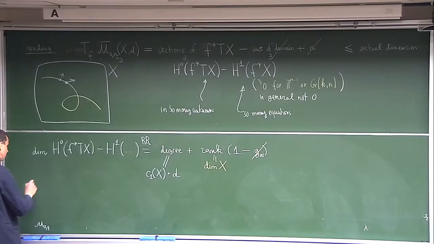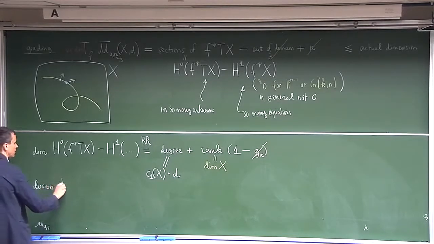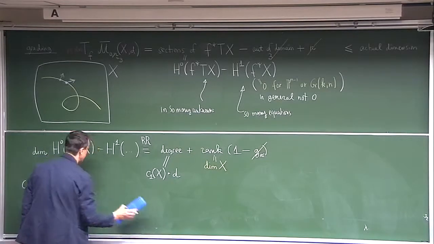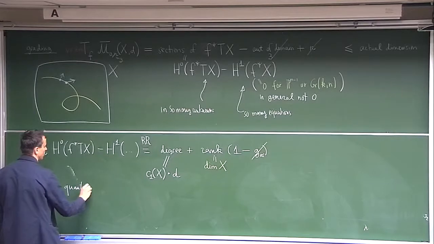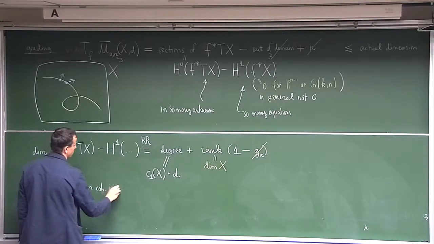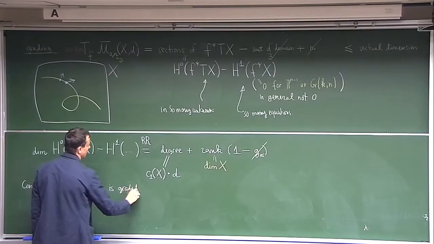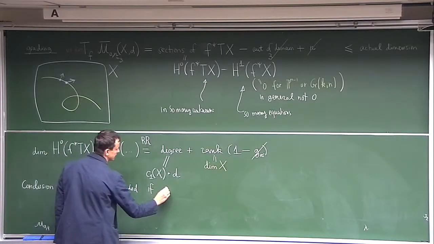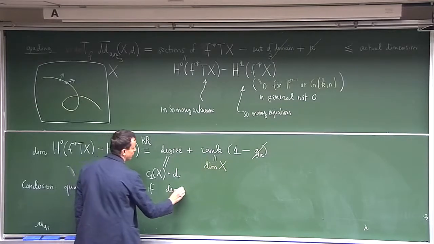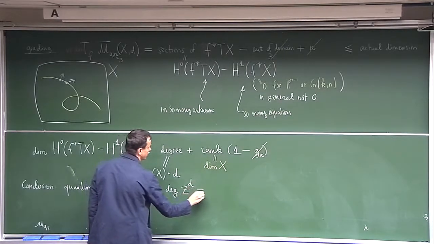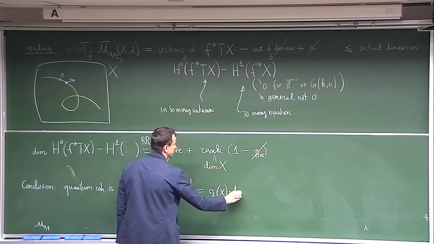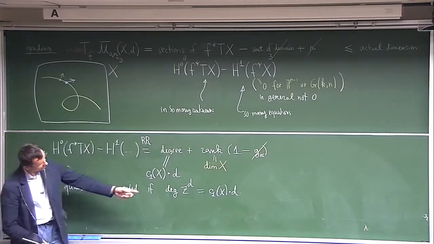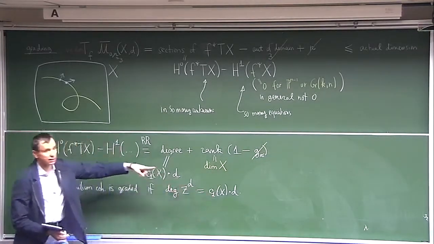And so the conclusion from this formula: quantum cohomology is graded if we assign the degree of z to the d to be this number. In other words, if we give the variable z the degree c1, then this would be a graded problem.